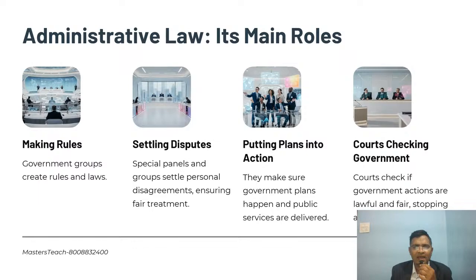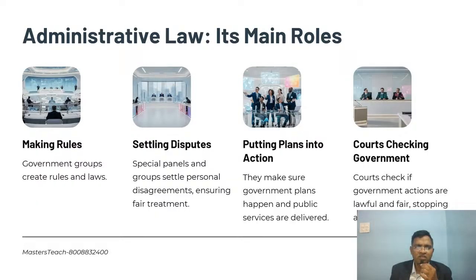Then putting plans into action, they make sure that government plans happen, and that should involve delivering public services by the government. And courts check government, so courts check if government actions are lawful and fair, stopping any unfair cases of government. So these are the things.